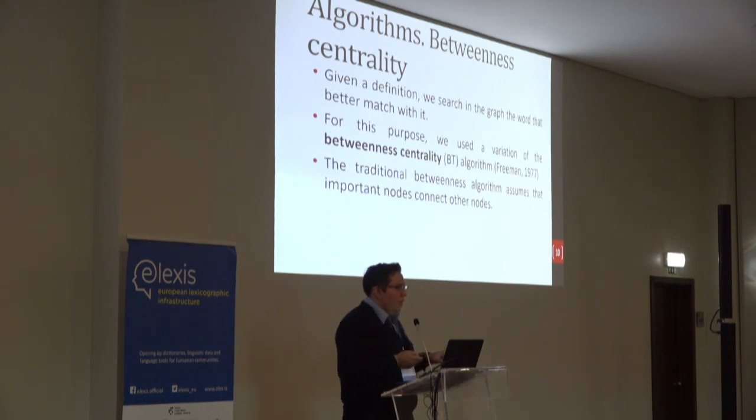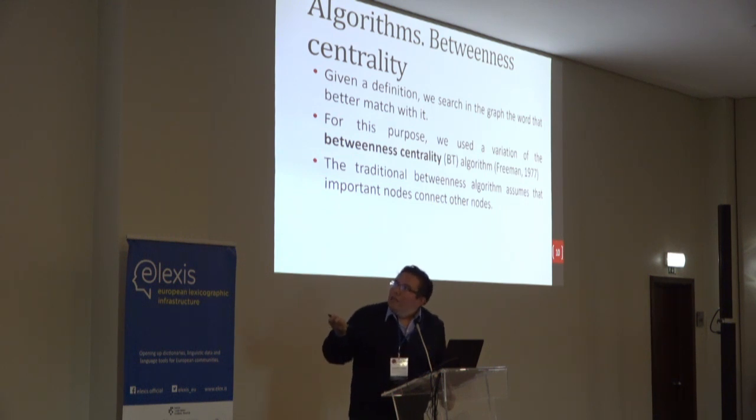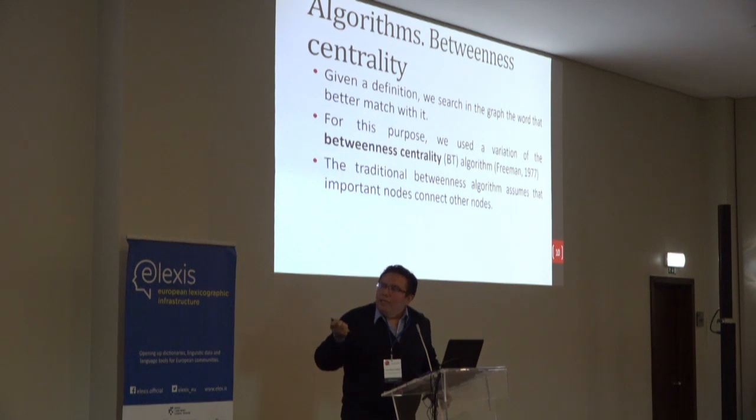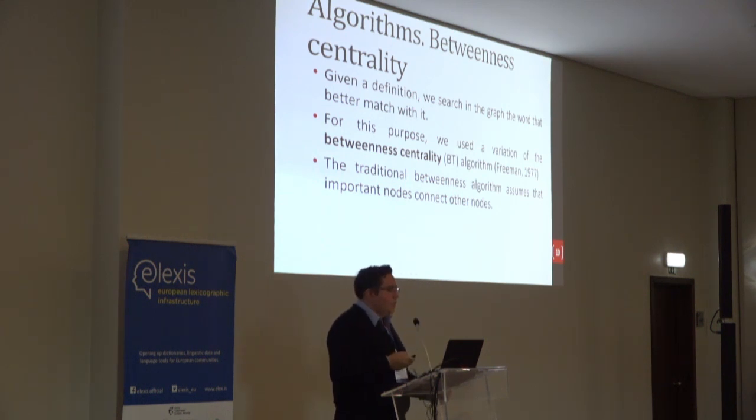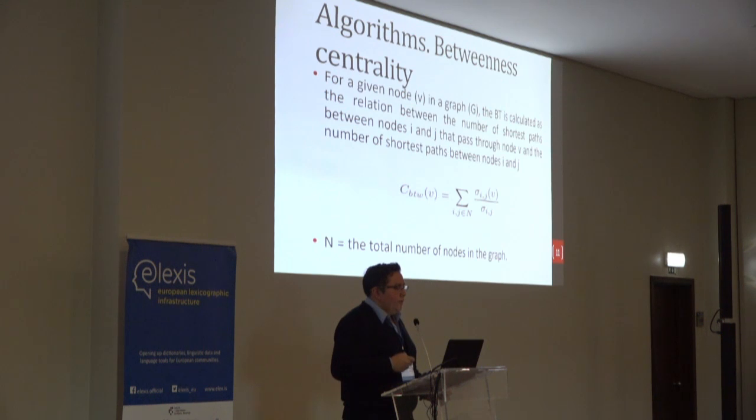First of all, when I finish my graph, it's time to run the betweenness centrality algorithm that makes the search. This algorithm is a math thing, and it was developed in 1977. The main idea is that a traditional betweenness algorithm assumes an important node connects to other nodes. So this is the formula that calculates the betweenness centrality of one node.